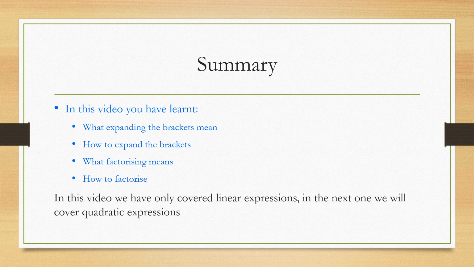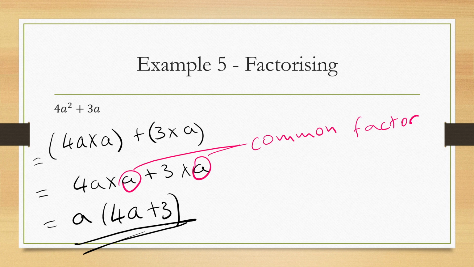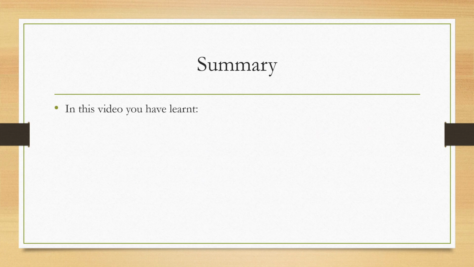What I mean by linear is, for example, in this factorizing, we only have one term outside of the one set of brackets. That's kind of how you say linear. If you had two sets of brackets, then that would be a quadratic term. This is a quadratic expression because it has a power of 2. But when you factorize it, it's actually a linear term. In the next one, we're going to look at quadratic terms.